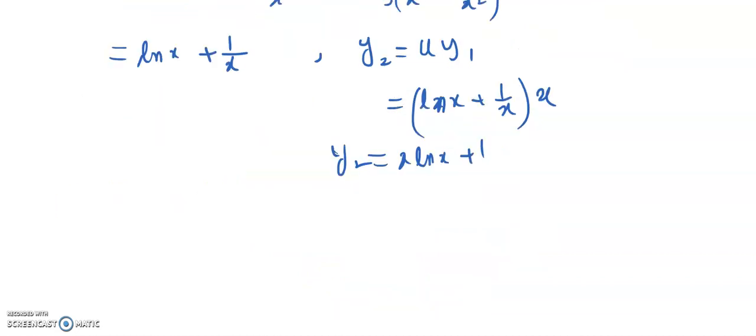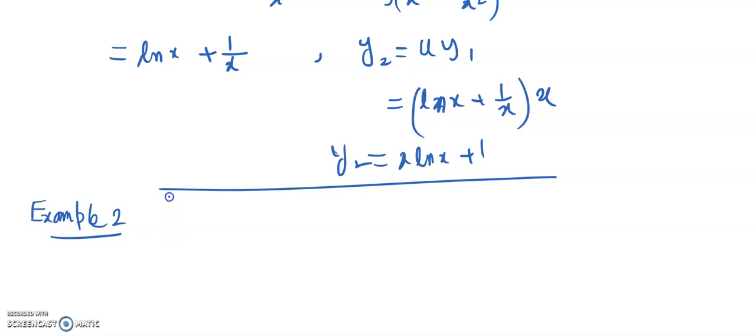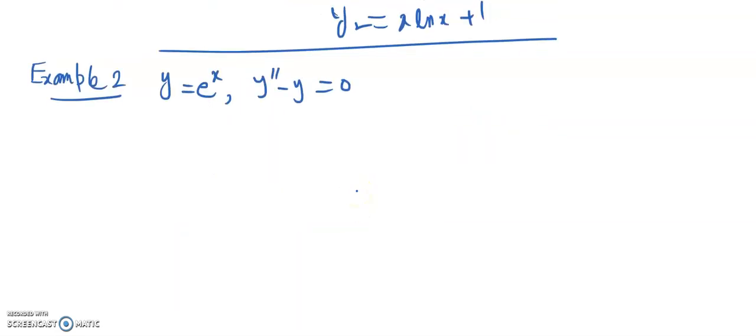Okay, let's do another example. Suppose y is equal to e to the power x is one solution for the equation y double prime minus y is equal to 0. So what is the second solution? We can use the reduction of order process. If we assume this is y1, then y2 will be equal to u times y1, or u times e to the power x.